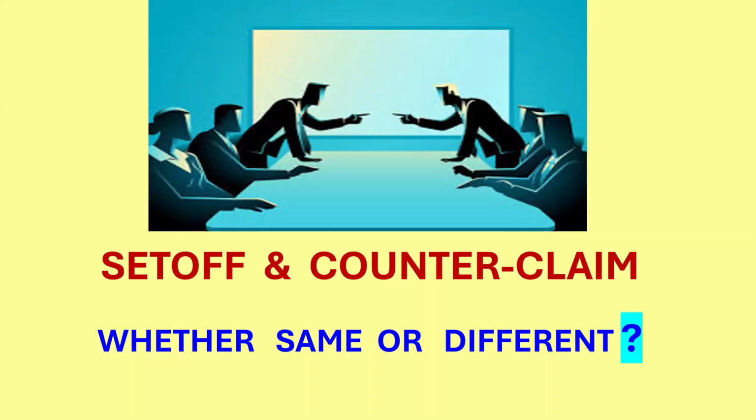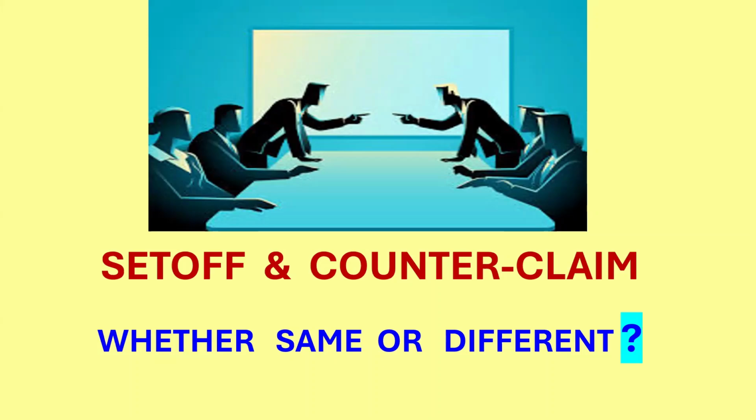In which situation the claim of the defendant would be treated as set off, and in what other situations it would be a counterclaim, that we will discuss today. And what are the implications? If the defendant's claim is treated as set off or counterclaim, how does the law deal with the two situations, and what are the privileges to the defendant if his claim is set off, or what are the disadvantages or advantages if his claim is treated as counterclaim? So that we will discuss today.